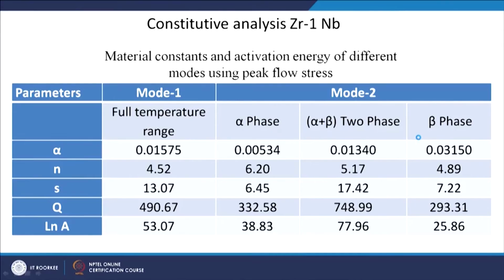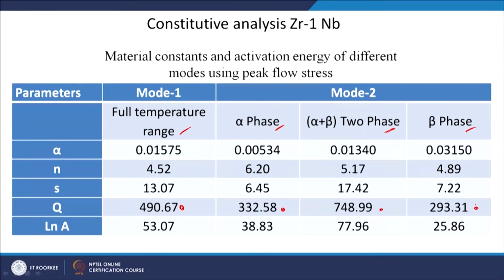Now, these are the material constants which we have measured. So, you can see that we have developed all these alpha, n and Q parameters, and they were measured for the full temperature range here. So, this is my activation energy in this case, this is for only the alpha phase, this is the activation energy for the 2 phase region, alpha plus beta, and for the beta phase the activation energy is this one. So, independent constitutive equations are developed for different phases.